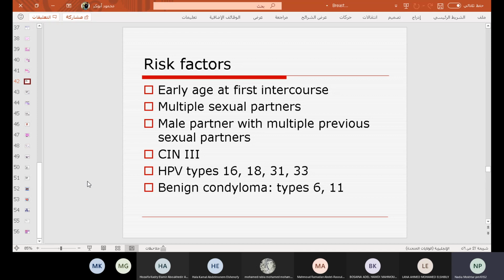Human papillomavirus is a virus with many subtypes, more than 60. But what we care to learn is the malignant ones, or the ones that are potentially causing malignancy. And these numbers you must memorize: 16, 18, 31, and 32. Those 4 subtypes of human papillomavirus will cause cervical cancer. Other types may form only benign condylomas, benign lesions, which are types 6 and 11.